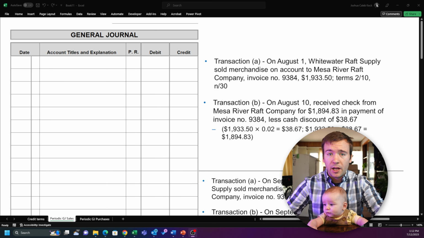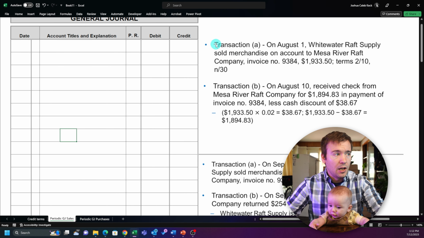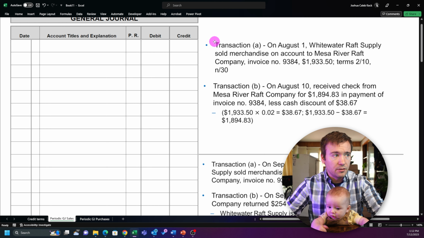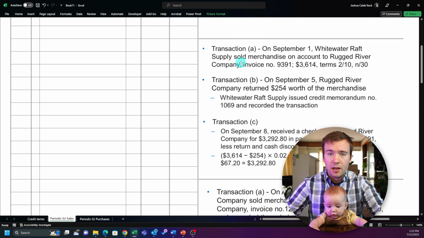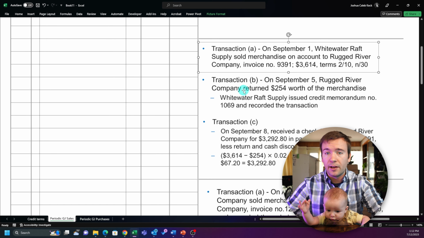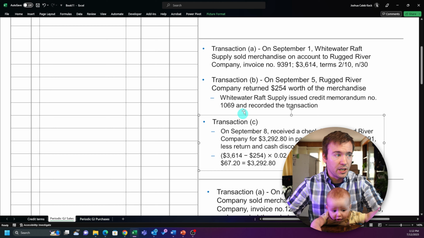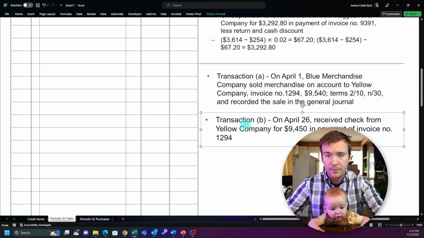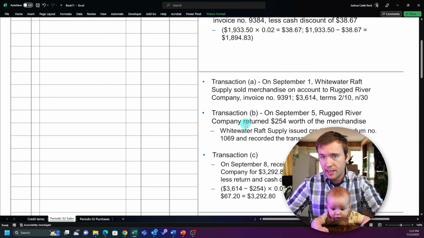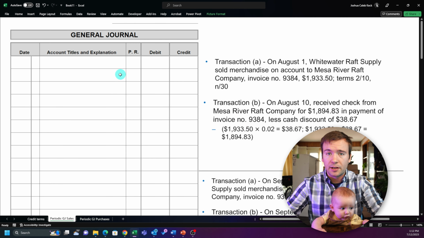Okay, so I've got my journal pulled up here on the left, and I've got some transactions over here on the right. And so these transactions are grouped together. The first two here, this is a sale to a customer, and this is us now receiving our cash payment from the customer. Here is a sale, and then a return, and then a cash payment. And then here is a sale and a payment with no cash discount. And so let's go through how to journalize each of these.